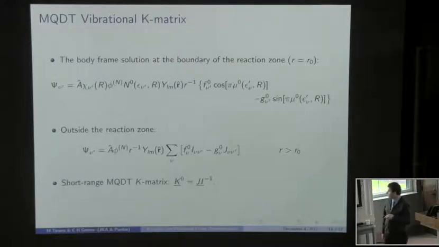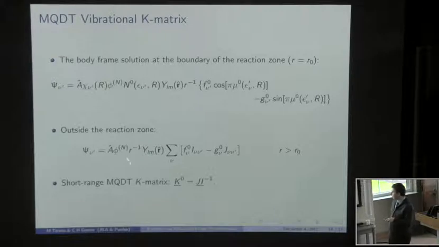So outside the reaction zone, the general solutions of the Schrödinger equation can be expressed as the vibrational close coupling. And in the inner region, they can be represented using this Born-Oppenheimer approach, and they can be parameterized using these fixed nuclei body frame quantum defects that are calculated ab initio.